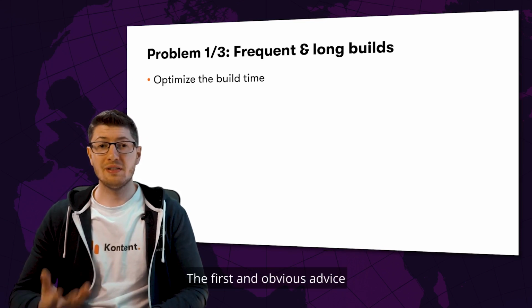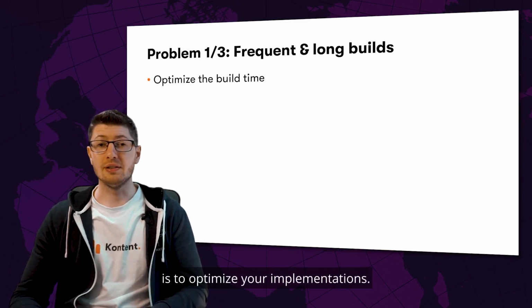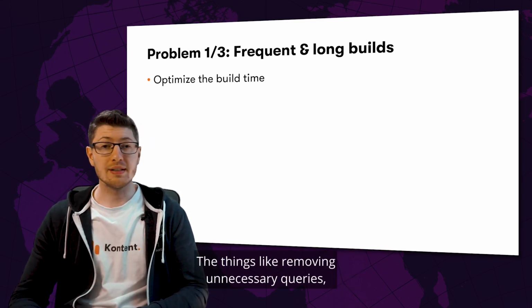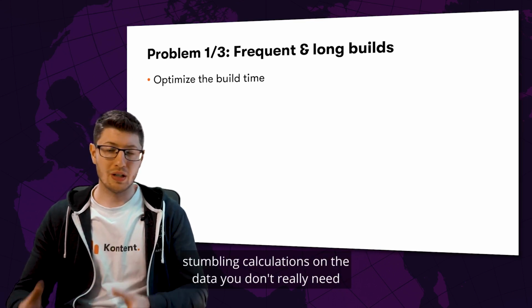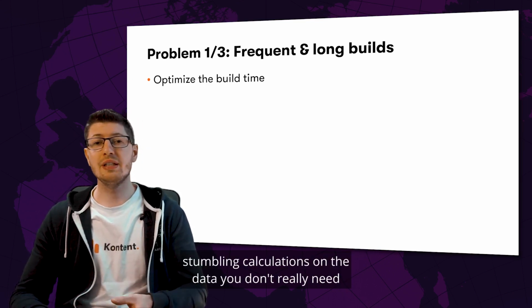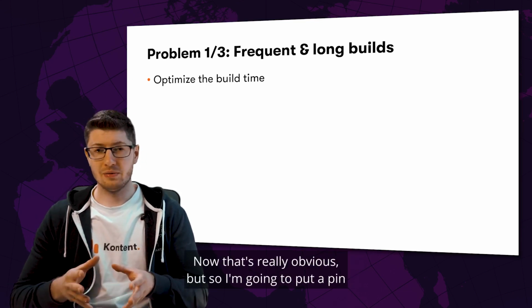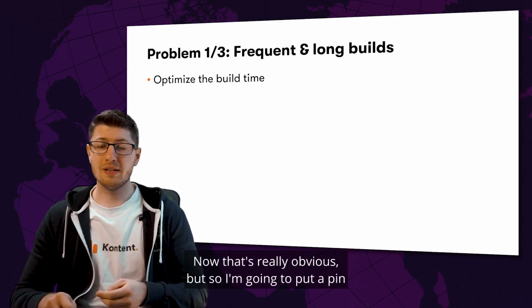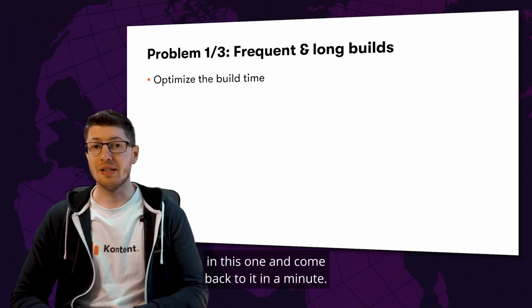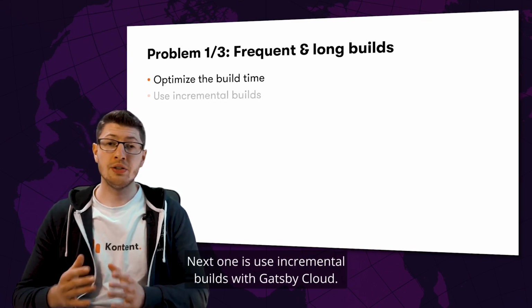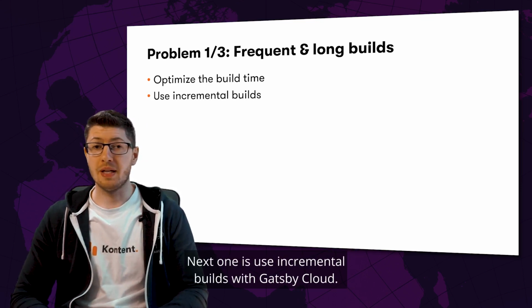The first and obvious advice is to optimize your implementations. Things like removing unnecessary queries, and not doing calculations on data you don't really need and that don't need to be displayed on the site, and so on. Now, that's really obvious, but I'm going to put a pin in this one and come back to it in a minute. Next one is use incremental builds with Gatsby Cloud.